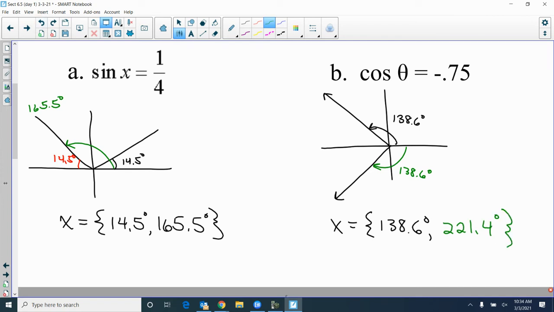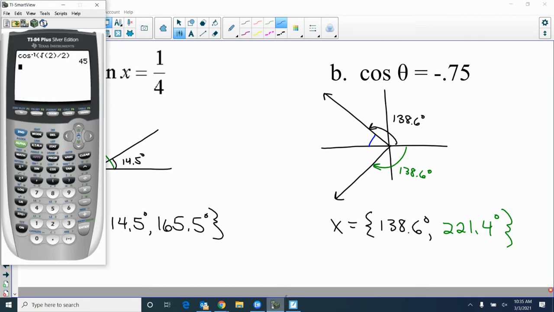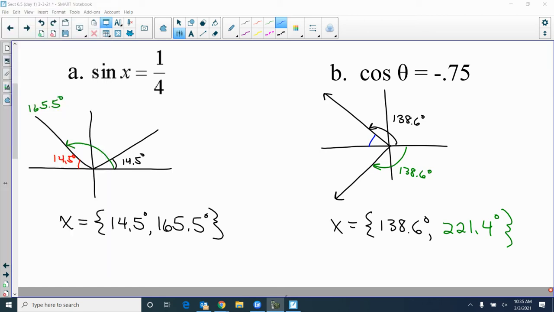Now I will show you one other way, other than Jacob's way. Jacob's way will work, but I would do it this way. It's kind of the same format. Find the reference angle. What's the reference angle? Which is this angle right there. So take 180 minus 138.6, and that gives me 41.4.